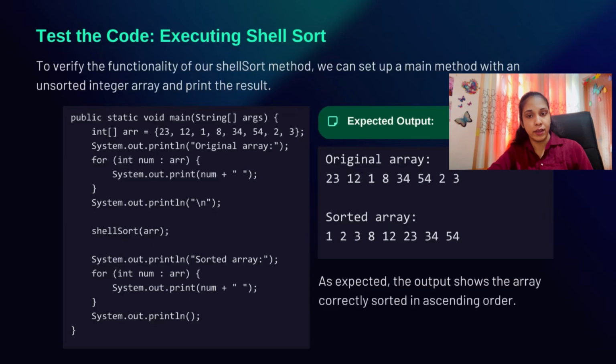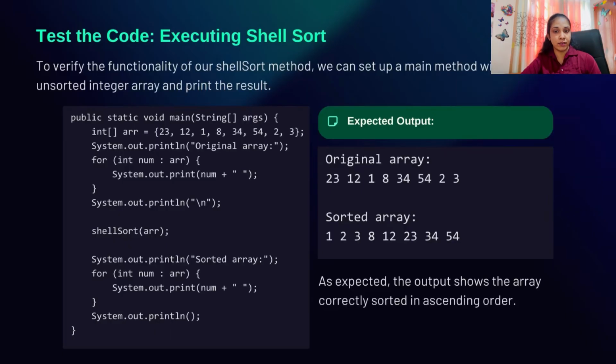Test the code. When we run this code with our example array, the output is 1, 2, 3, 8, 12, 23, 34, 54. This confirms that Shell Sort works correctly.